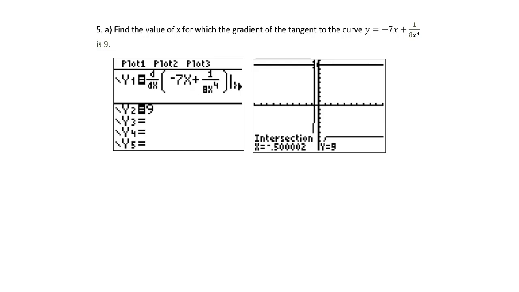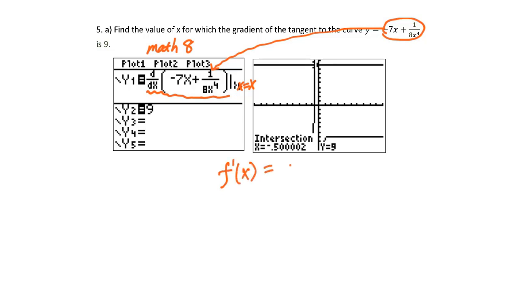First of all, you will go to the Math 8 so that you can get the derivative function. You put your function over here. This is x equals to x on the right side. Then for y2, you will put the 9, because the derivative function equals 9. Then you try to get the intersection here. You will get x equals negative 0.5. So you will write down, use GDC, that means graphing calculator, to find x equals negative 0.5.